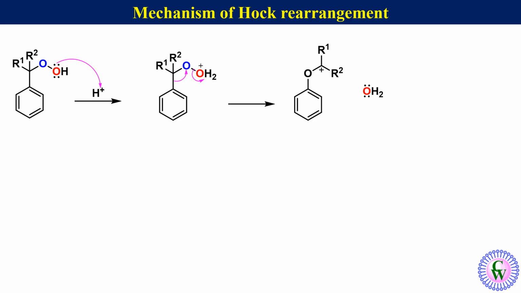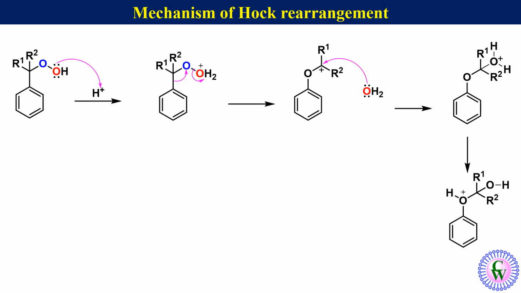Nucleophilic attack of water on carbocation gives oxonium ion. Proton shifting from one oxygen to another gives another oxonium ion, which then undergoes elimination like this to produce proton, phenol and aldehyde or ketone.